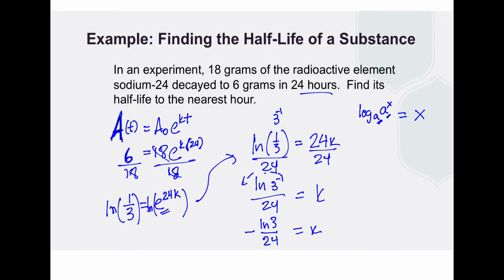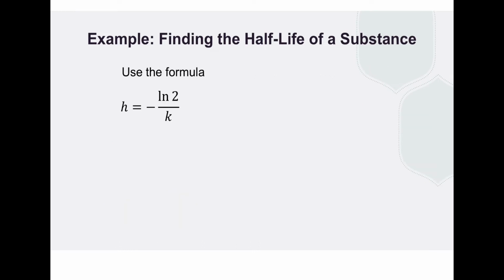But my equation overall for this problem, if I wanted to find the amount for any time t, would be a sub t equal to 18 times e to the negative ln of 3 over 24 times t. All right, so to find the half-life, we're just going to come back to this formula and use the k value that we just found. H we know is equal to the negative ln of 2 over my k value. Remember that my k value is negative ln of 3 over 24.